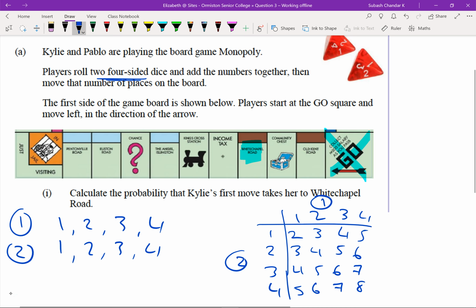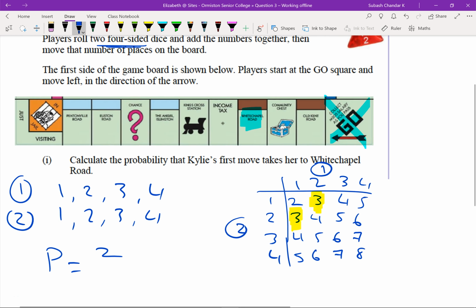So in order to get to Whitechapel Road, how many moves do I need? 3. So to get a 3, there's one possibility there, there's another possibility there. So there's 2 chances out of how many? 16. There are 16 possible combinations in total, and so the probability is 2 out of 16. So we're just going to write probability equals 2 out of 16. And because we are year 11, we are going to simplify that fraction. If you've got a calculator, you're welcome to do it that way, but we do expect you to simplify it.